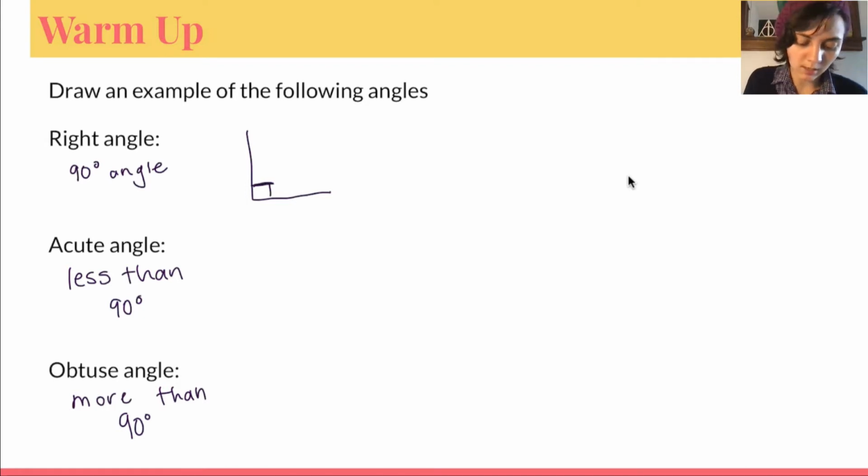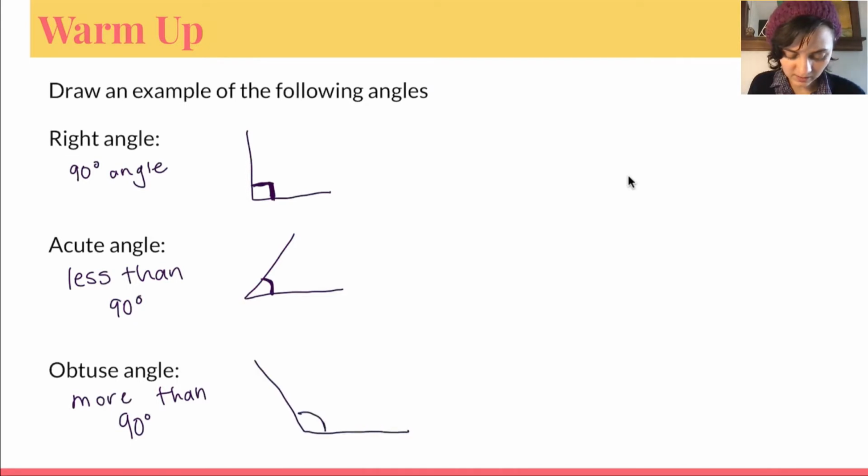The key to know whether it's a 90-degree angle is that it will have this little square in the corner to verify this is a 90-degree angle. And then acute will be less than that. So we could draw an angle like that. It's less than 90 degrees. And then more than 90 degrees just has to be greater than that square. So there's an example of greater than 90 degrees, obtuse.